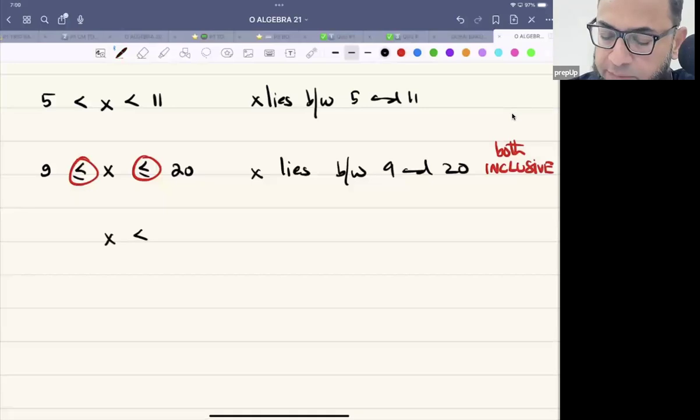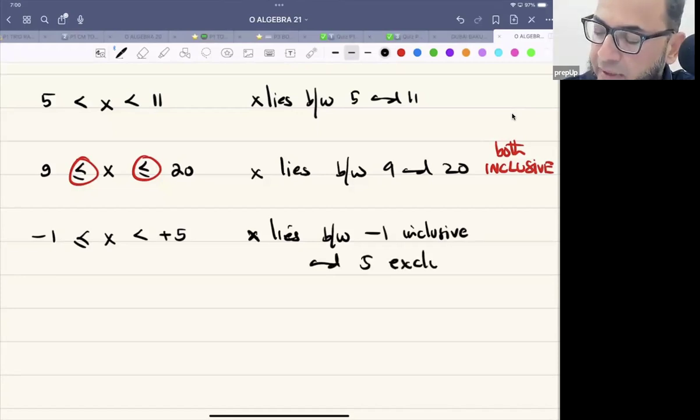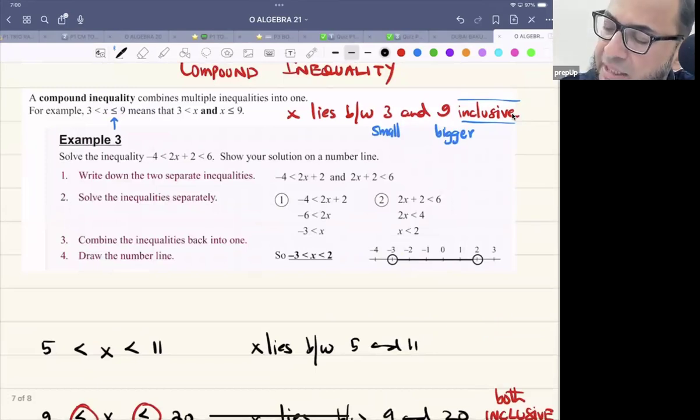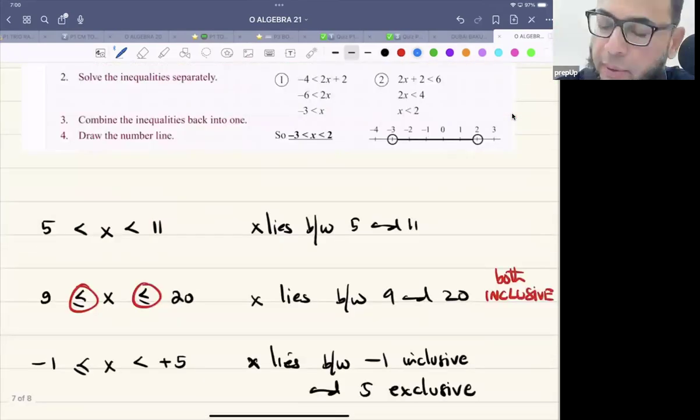x lies between -1 and +5. So this is inclusive. So x lies between -1 inclusive and 5 exclusive. 5 is not included. So even over here, I can write between 3 and 9 inclusive, 3 is exclusive. So these are the different ways of writing a compound inequality.